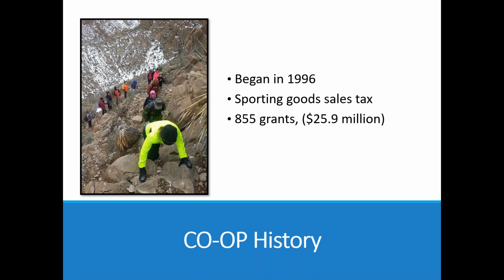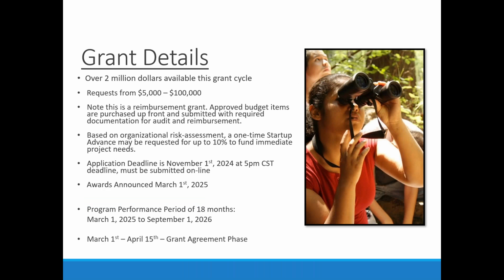So let's transition to some of the details of the grant itself. This year we have well over 2 million available for grant awards. The request must fall within a range from $5,000 to $100,000. One important thing to note is this grant is a reimbursement-based grant. This differs a little bit from what we did last year, when we allowed a little bit more advances than we can allow this year.